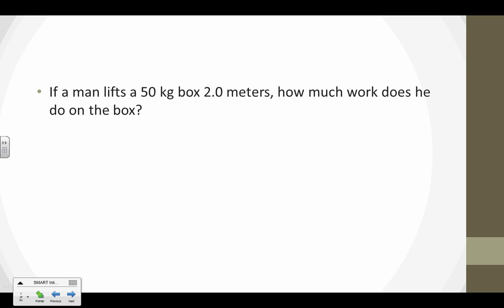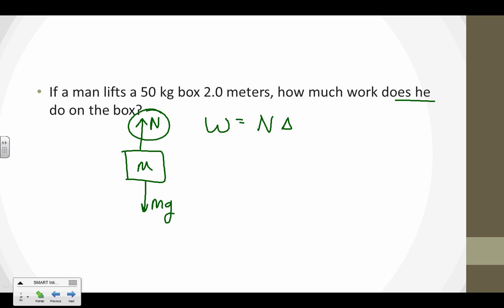If a man lifts a 50 kilogram box 2 meters, how much work does he do on the box? Again, it's a good idea to start with the picture. If you don't get one, draw a picture. An FBD, even though we're dealing with work, we're still dealing with forces, and whenever you deal with forces, an FBD is a good idea. If he lifts it up, how much work does he do? Again, what force does he use? He applies the normal force. So how much work does the normal force do? Normal force, change in x, cosine theta. We'll assume the acceleration is 0 in this case. Normal force is equal to the weight of the object. He raises it 2 meters.